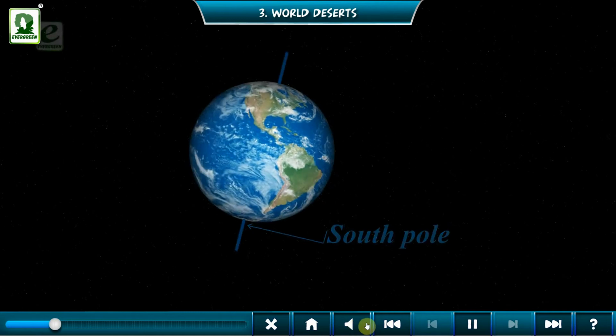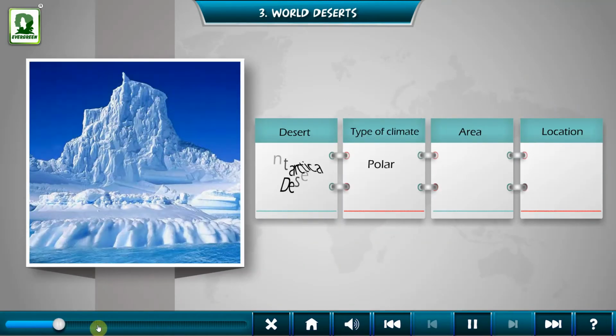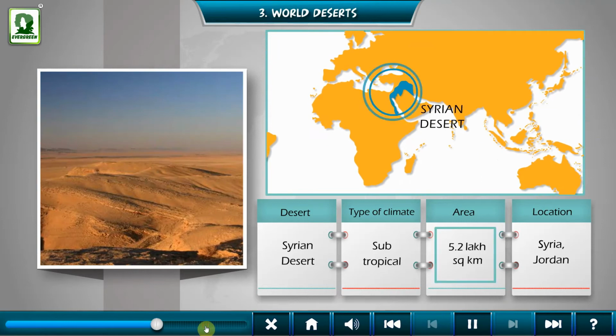It is situated on the earth. It is a cold desert and covers large desert 2 lakh square meters.